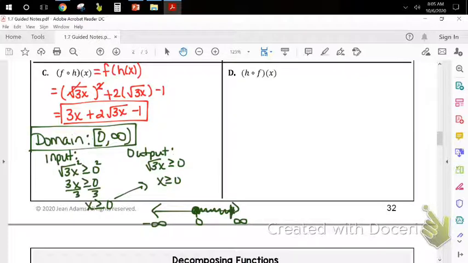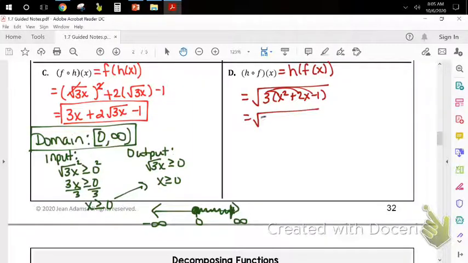And then D, H composed of f of x. So H of f of x means H is my skeleton and f is what we're plugging in. So H is my skeleton, so the square root of 3x, and we're plugging in f of x, which is x squared plus 2x minus 1. So underneath the radical there, we can distribute the 3. So we would get square root of 3 times x squared, and 3 times 2x, and 3 times negative 1. No like terms, can't do anything else, so this is what we get.